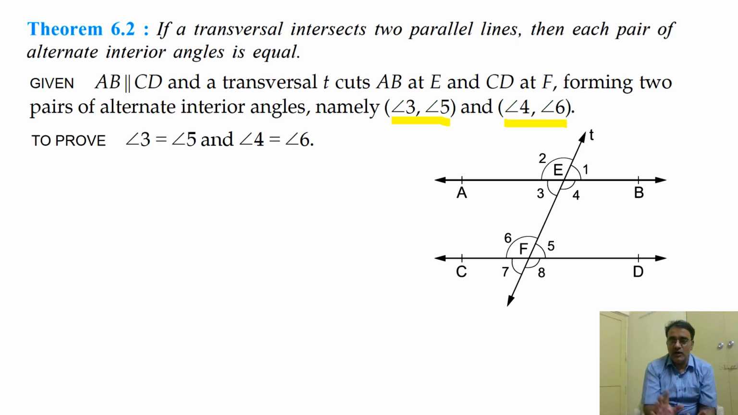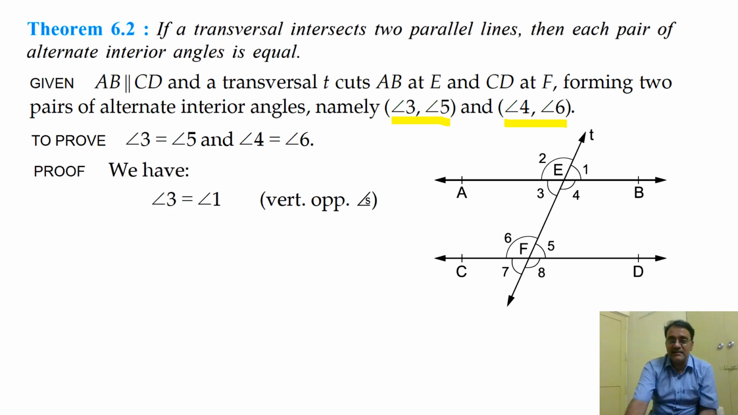Okay, so now we don't require any construction here. So what we will do, we will use the properties of pairs of angles what we already studied. That is angle 1 is equals to angle 3. ये हम लोग पहले से पढ़ चुके हैं, राइट? एंगल 1 और एंगल 3 इक्वल है. क्यों? वर्टिकली ऑपोजिट एंगल्स, राइट? एंड एंगल 1 is equals to angle 5 also. Why? Corresponding angles. These two are corresponding angles.